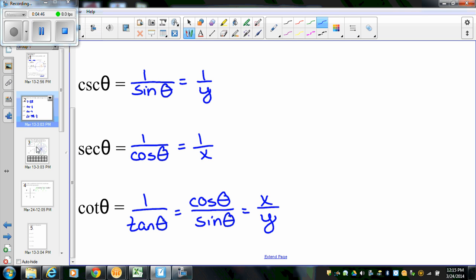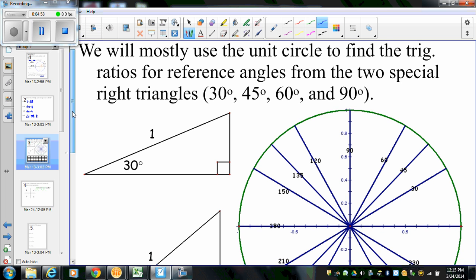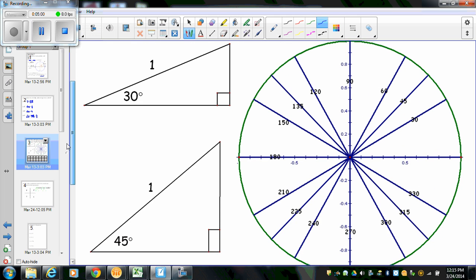So you're probably thinking, well, okay, what exactly am I supposed to do with that? Well, let's elaborate a little bit more on this unit circle. When we are focusing on the unit circle, we tend to only focus on 2 types of special right triangles, 30, 60, 90, and 45, 45, 90 right triangles.